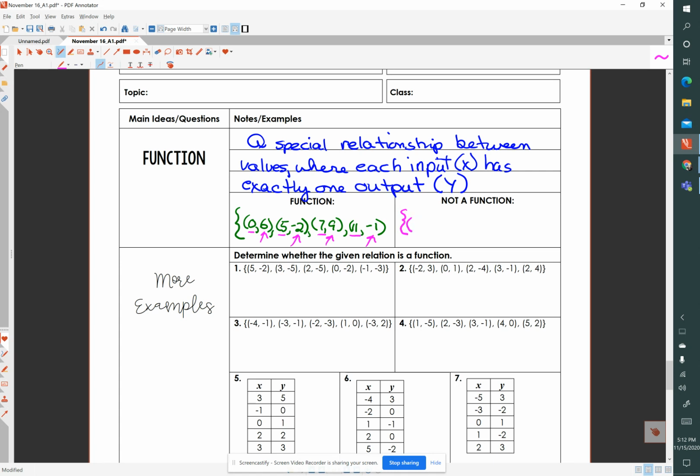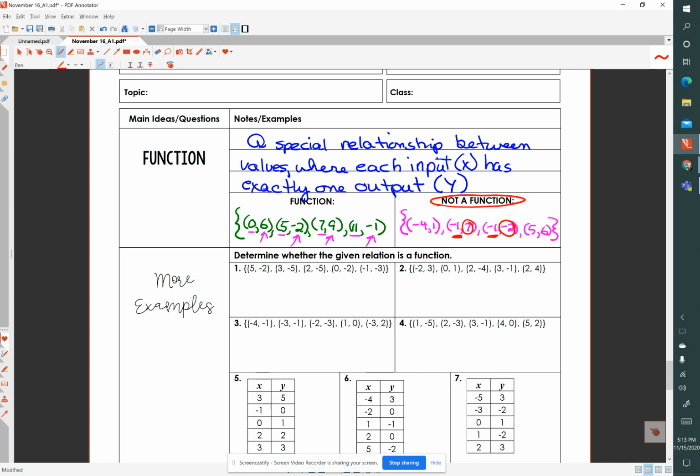Okay, not a function. Here's an example for you. If I had (-4, 1), (-1, 7), (-1, -2), and (5, 6). And herein lies the problem. For an x value of -1, I can either have an output of 7 or -2. So that is not a function.